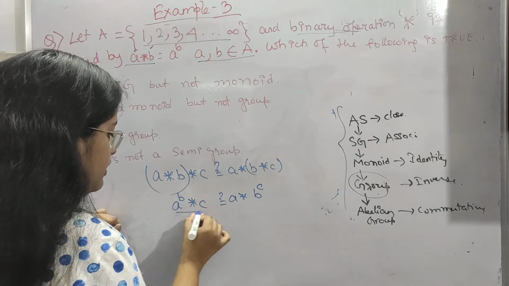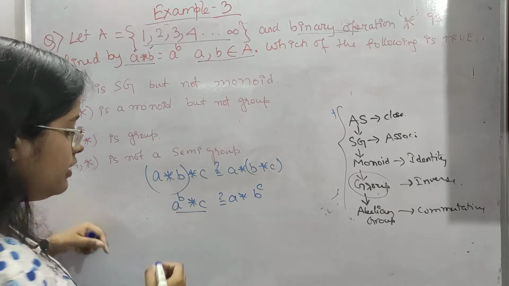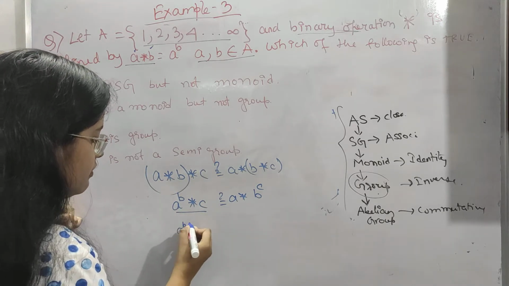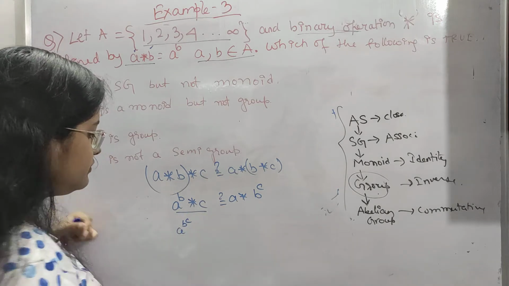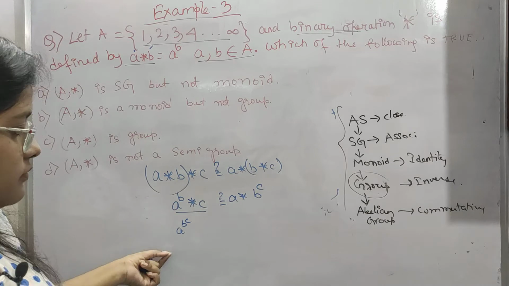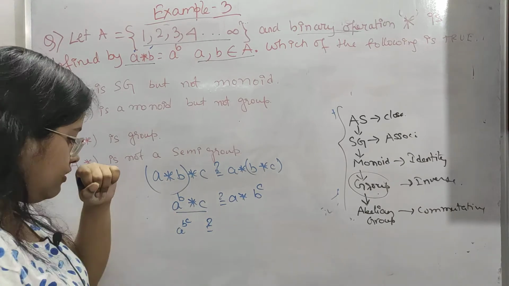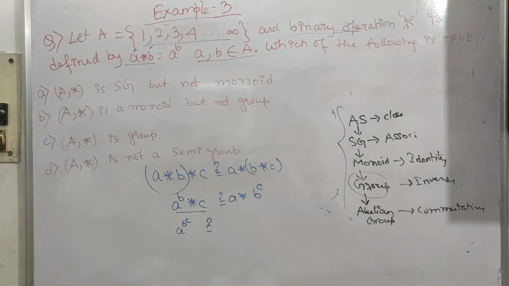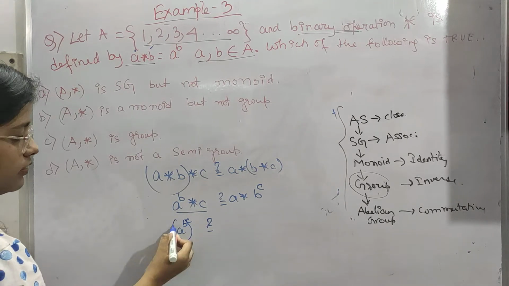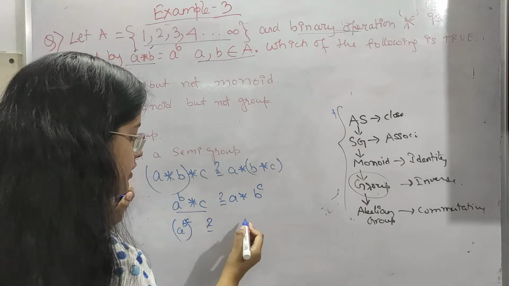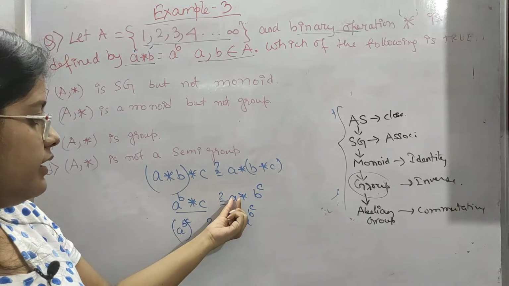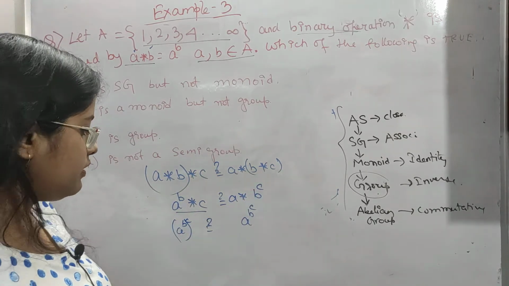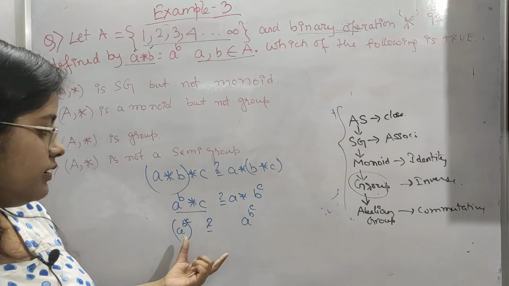So now again, A to the power B into C is coming as A to the power B to the power C. So let's put a bracket here, and here again it is A to the power B to the power C. Okay, so A is the first element and this is coming as power. So now see, this is not equal.